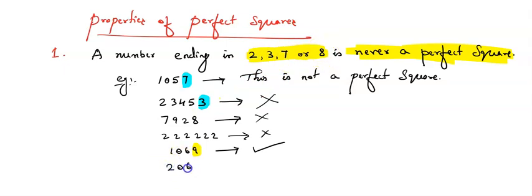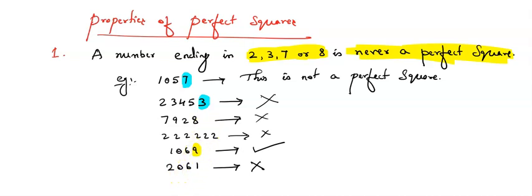Same way, 2061, is it a perfect square? But according to this problem, this is not a perfect square. In some cases, there is an exception where it is a perfect square.